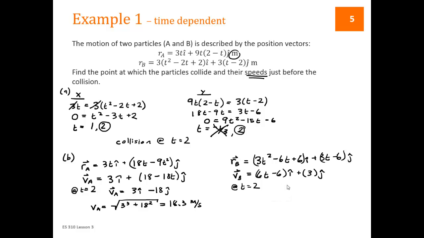Alright, vB, still a vector, is equal to 6 i hat plus 3 j hat at the time we're interested in. So the speed, vB, is the magnitude of this, the square root of 6 squared plus 3 squared. And you plug that into your calculator, you should get 6.7 meters per second. So we found the time that the collision occurred and the velocities of the two right before that collision. We could also find the accelerations just by taking another time derivative.